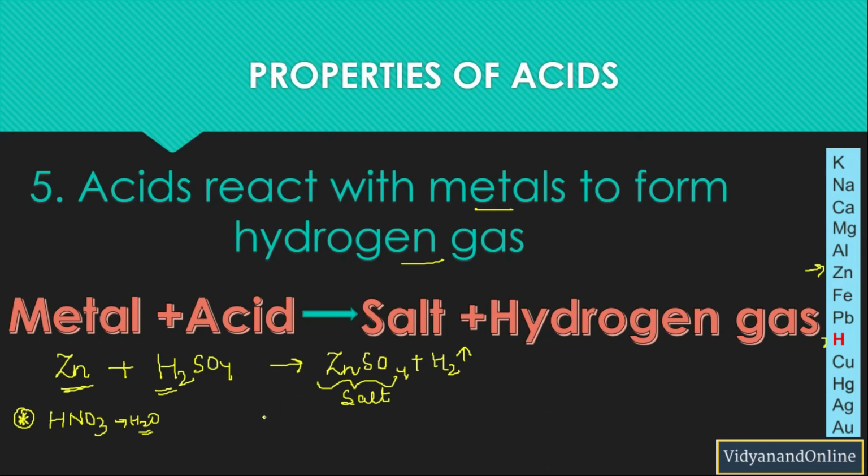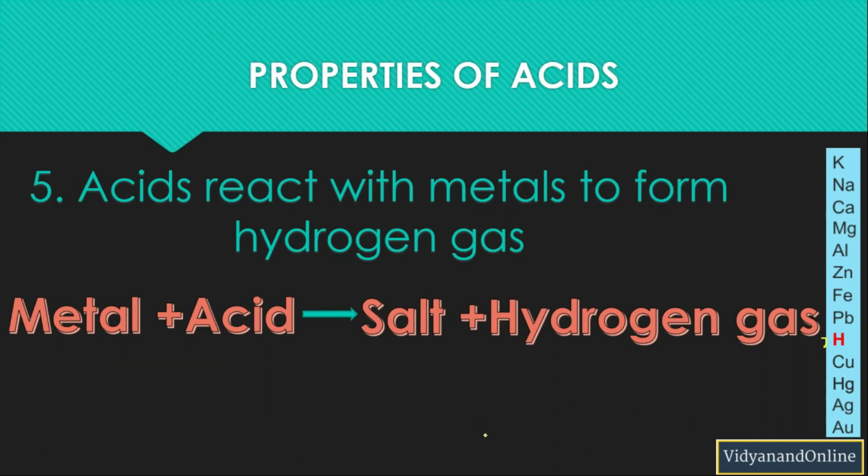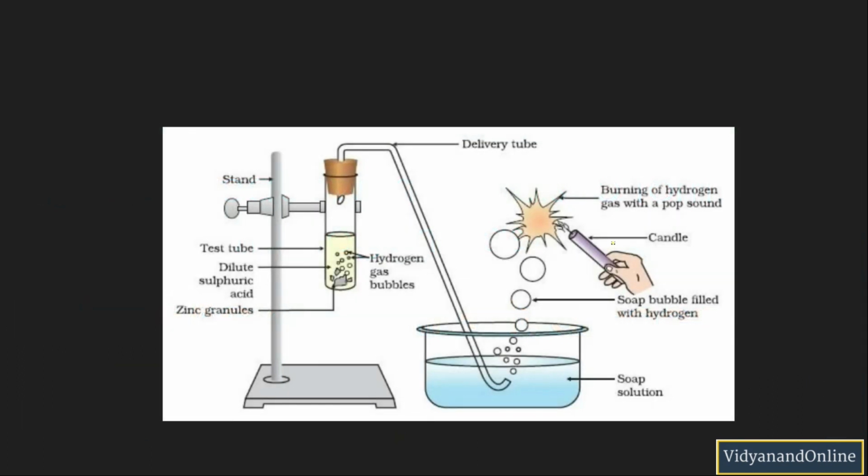Moreover, not all metals will react with acids to form salt and hydrogen gas. For example, if I take copper as a metal and make it react with sulfuric acid, tell me whether this copper will be able to displace hydrogen? No. See here in the reactivity series, copper is below hydrogen. Therefore, copper is less reactive than hydrogen and cannot move hydrogen from its place, and thus no reaction will take place.